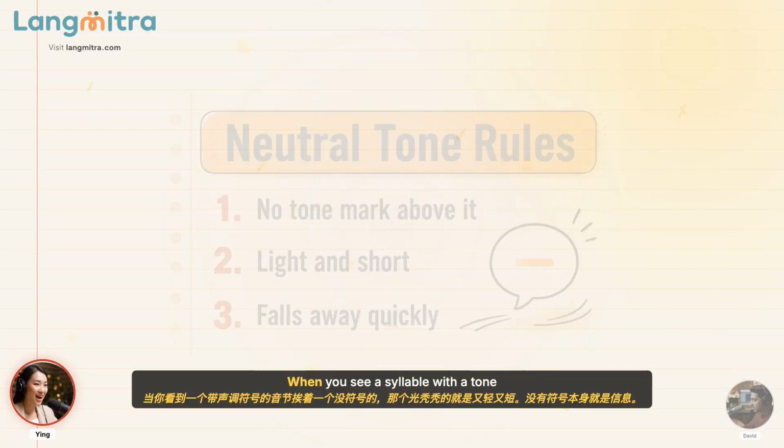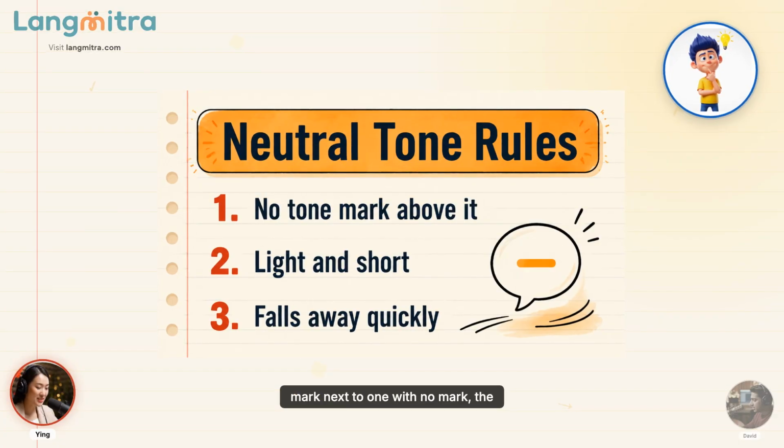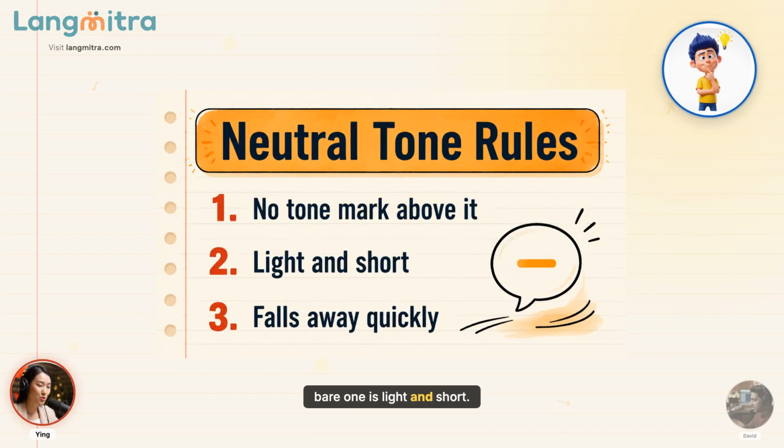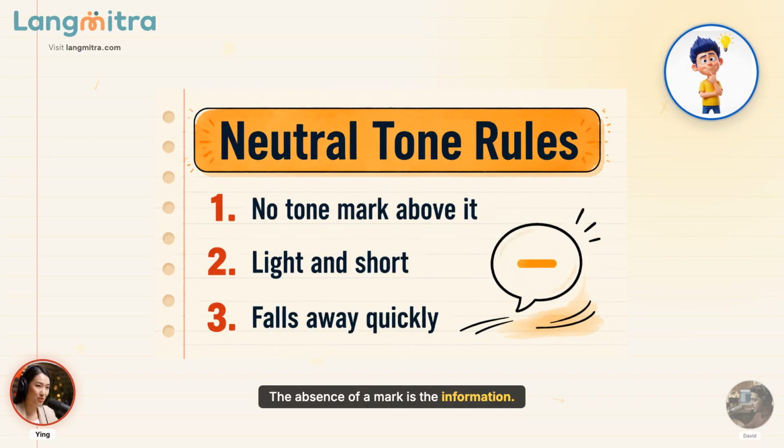The neutral tone has no mark at all. That's the clue. When you see a syllable with a tone mark next to one with no mark, the bare one is light and short. The absence of a mark is the information.